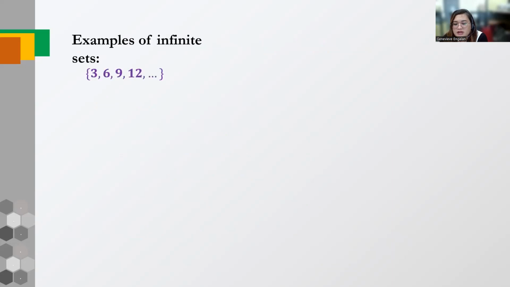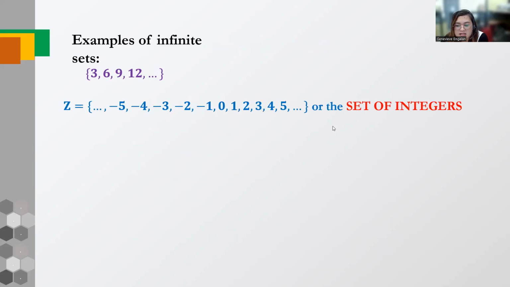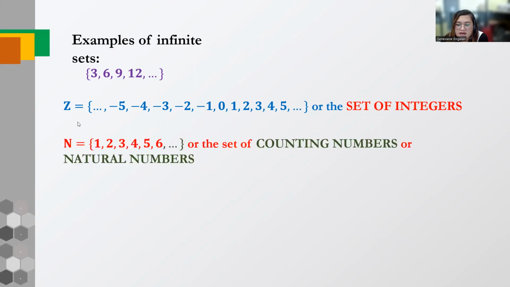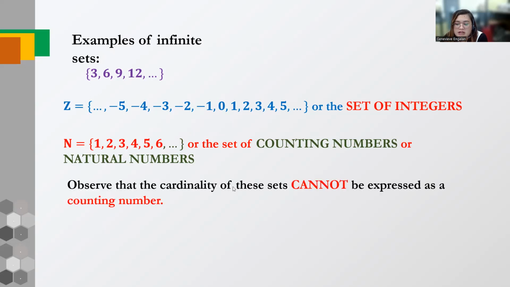Okay, so examples of infinite sets, we have this one. So ang pasabot ani again kining 3 dots, there are more numbers beyond that. Okay. So this is also an infinite set, the set of integers. By the way, ang symbol for integers is the letter Z. Okay. And then we have the set of counting numbers or natural numbers. So again, ang tulo ka dots represents nga naa pay numbers beyond that. Okay, then observe that the cardinality of these sets cannot be expressed as a counting number. Dili na siya maihap kay daghan na kayo, no? So there are infinite numbers.